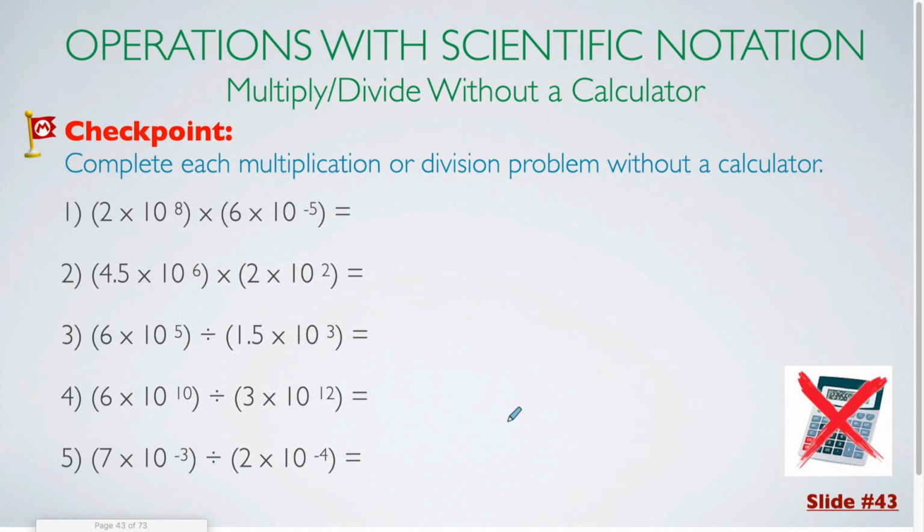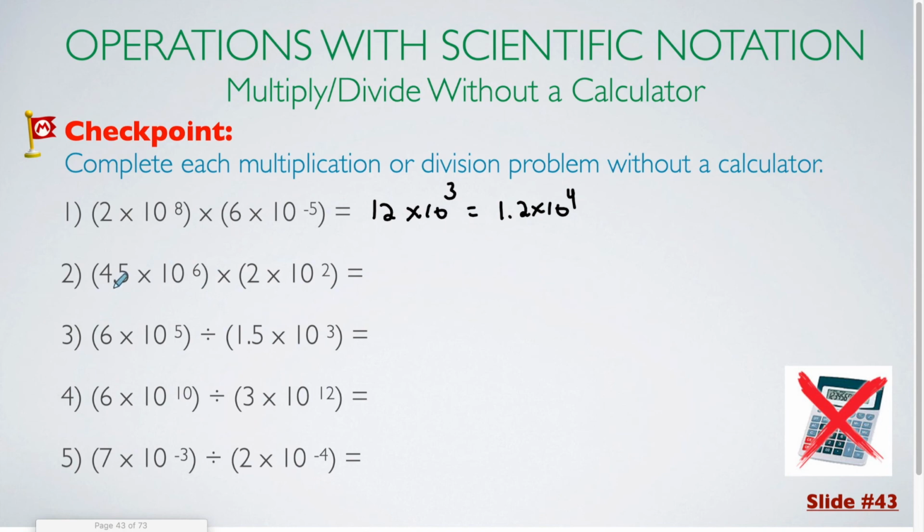All right, for our next set of checkpoint questions, we are going to be multiplying or dividing each of these. So we have 2 times 6, which is going to be 12. Then we're going to add our exponents, so an 8 and a -5 is going to be a 3. And then we need to slide that decimal one spot to the left. So we have 1.2 times 10 to the 4th power.